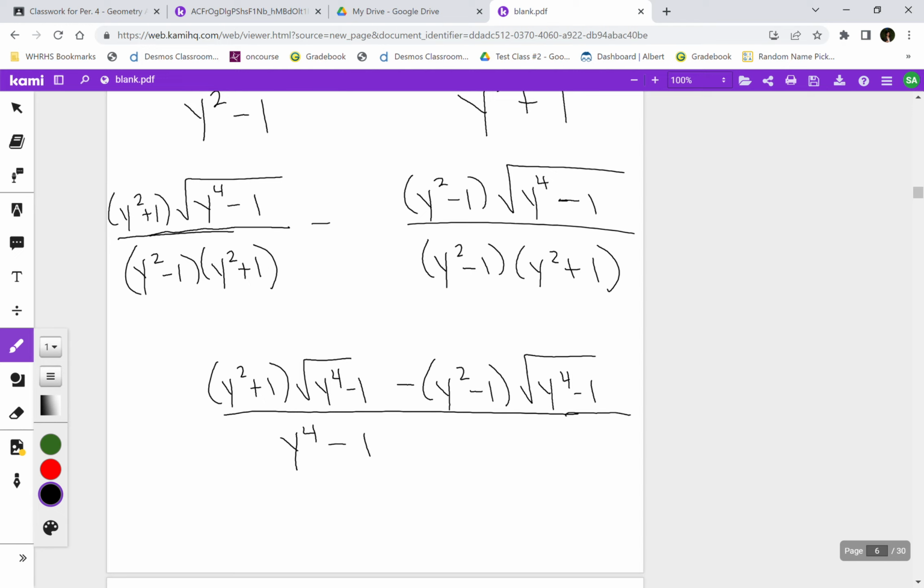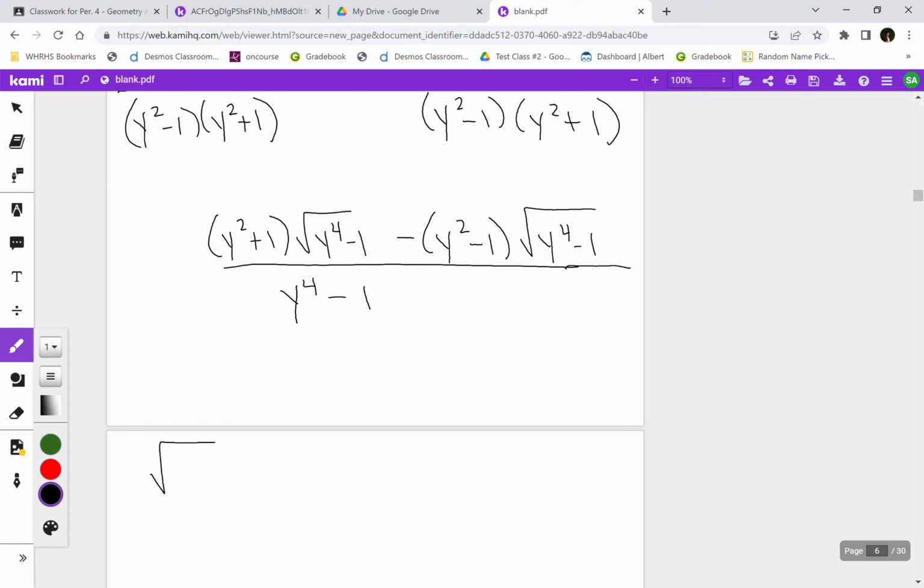I think that's what might have stumped people at this point if you got stumped. So we're going to pull out a root of y to the fourth minus 1, and then we're left with y squared plus 1 minus parentheses y squared minus 1. Or you have to add another parentheses. Did I add something wrong? Oh, here. There we go.